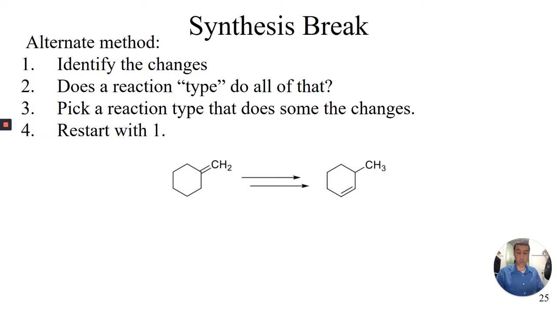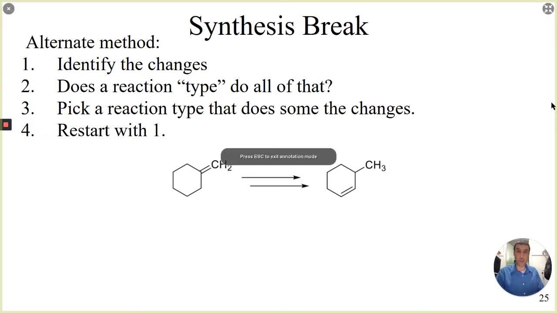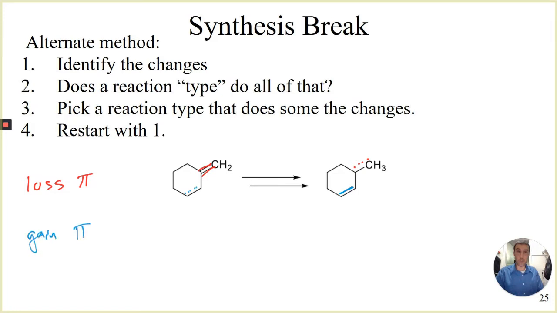So let's look at our reaction. As far as identifying what happened, if we look, we're starting with the pi bond here, okay, and we'll note that it has disappeared. So we have a loss of a pi bond. We've also regained that pi bond. Okay, so we do have a gain of a pi bond. In that process, though, we also moved. Okay, so we moved from one spot to another.